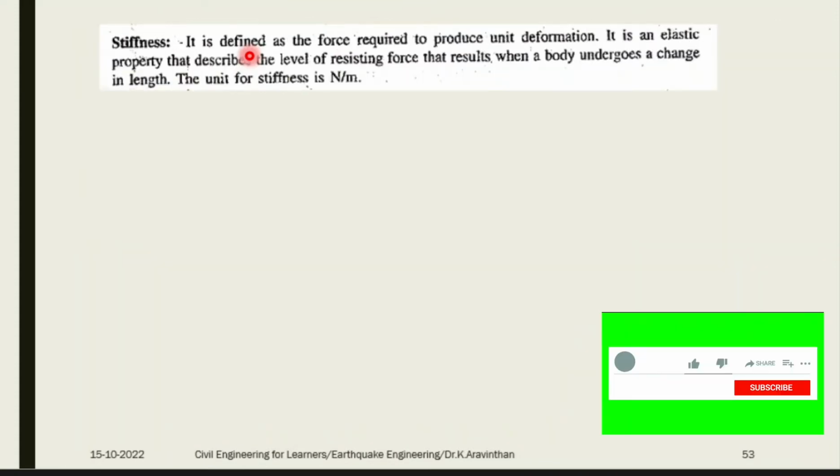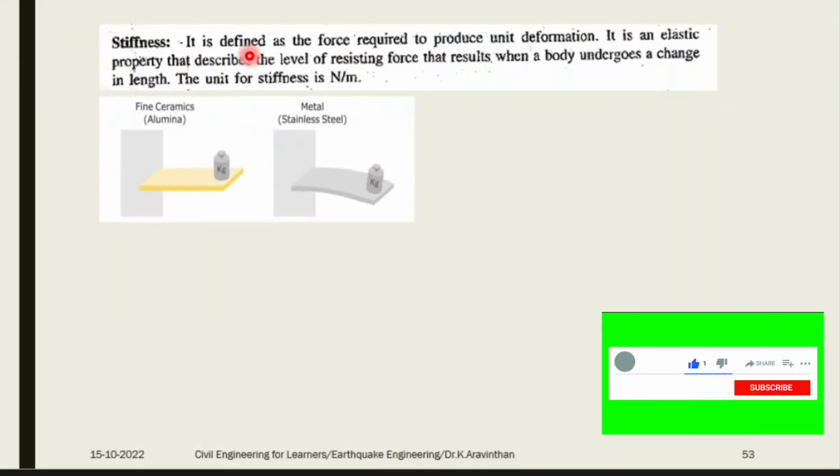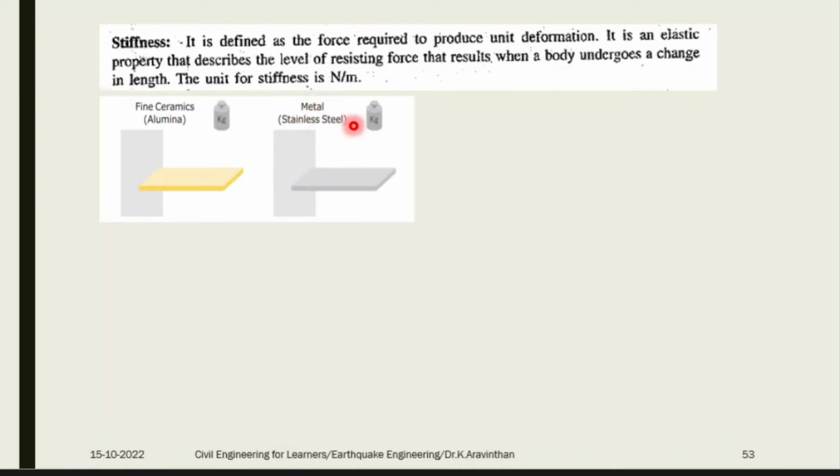And the next phenomenon is stiffness. How can you understand stiffness? With a fine ceramic material, you will have less bending. If you have metal or stainless steel, you will have higher bending for the same load. This depends on stiffness. According to the material you use for constructing, you can build structures using wood, steel, or concrete. So the structural characteristic differs.